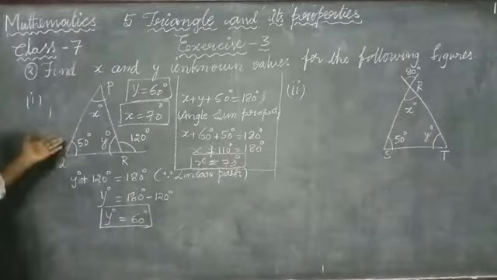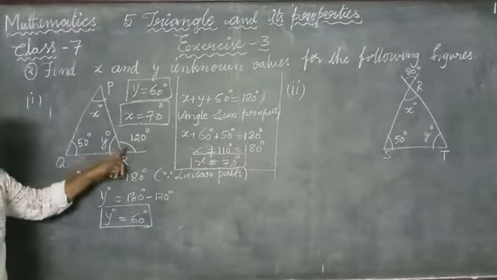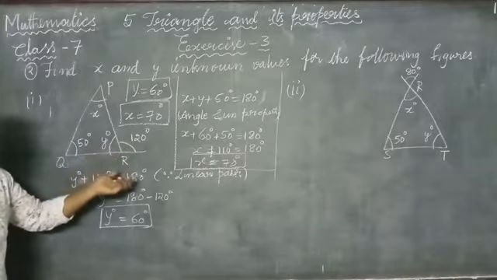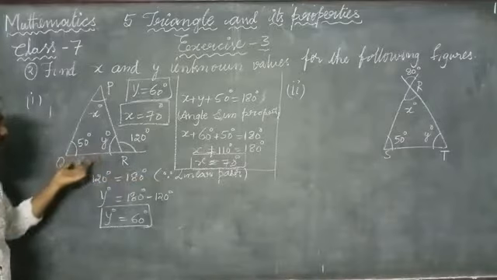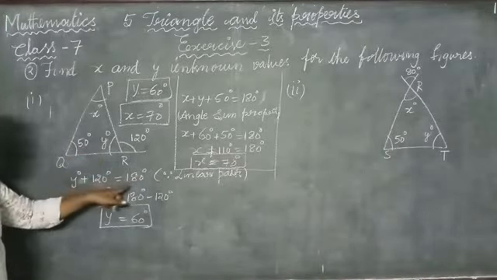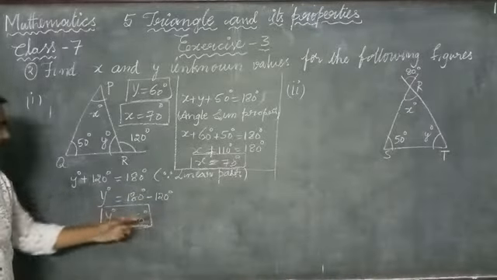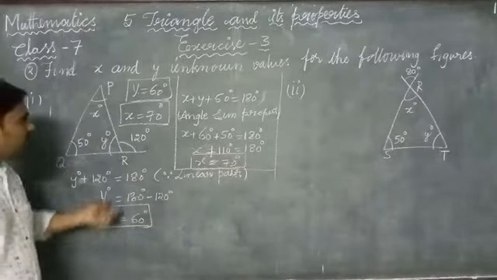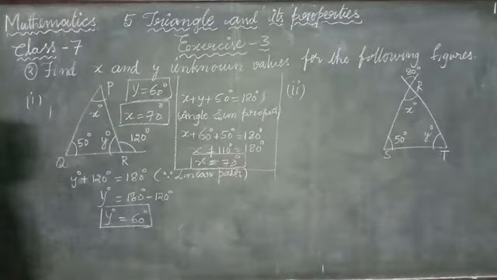Once again, I am saying here y and 120 degrees are making linear angles. So from the linear pair of angles, we can write y degrees plus 120 degrees equals 180 degrees. Then y degrees equals 180 minus 120. It becomes 60 degrees.